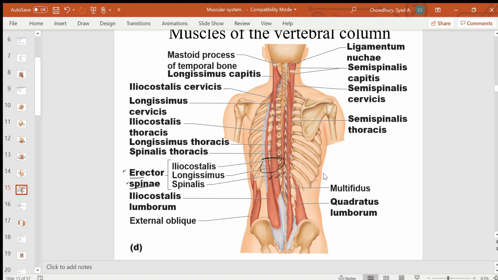And what are those three? Iliocostalis, longissimus, and spinalis. Okay. So just remember that if I ask you which three muscles belong to the erector spinae group, these are the three muscles. Okay. You have those muscles on this side of the spine or vertebral column too. So from both sides, they try to keep the spine erected. Okay.